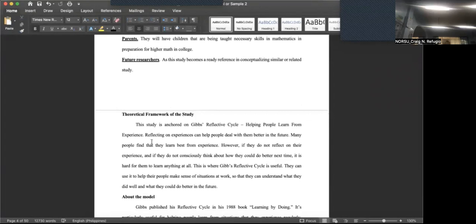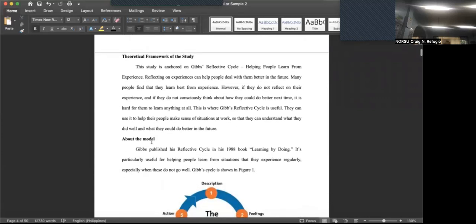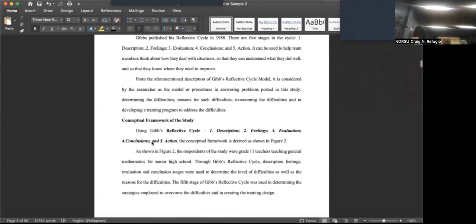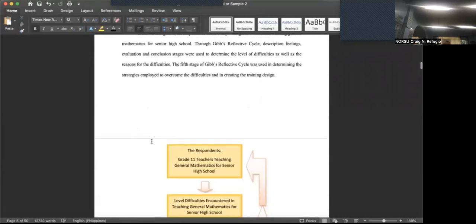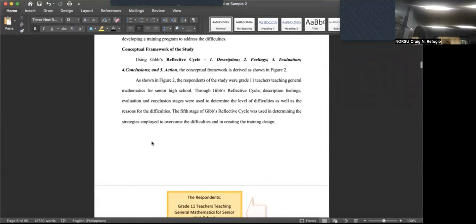The theoretical framework, we discussed that already in many consultation periods, so I'll skip that one. Remember that you are going to copy the theoretical model for this, but you are going to justify why this model is applicable to your own research proposal. Then we will go to the conceptual framework.